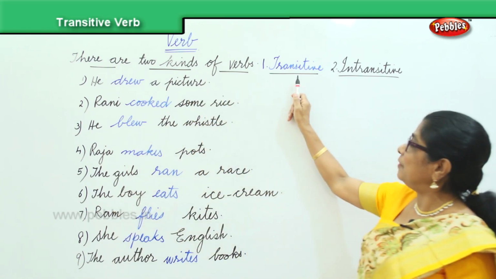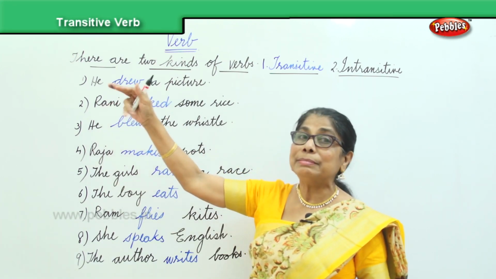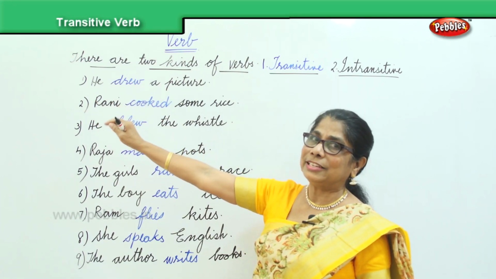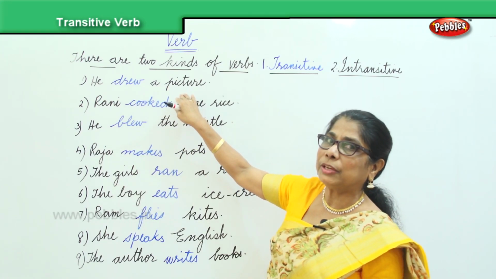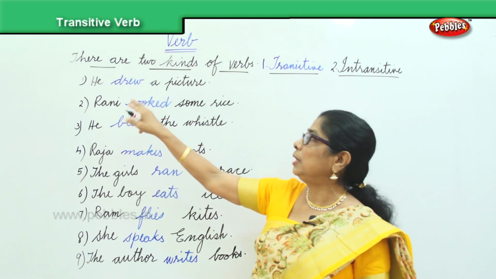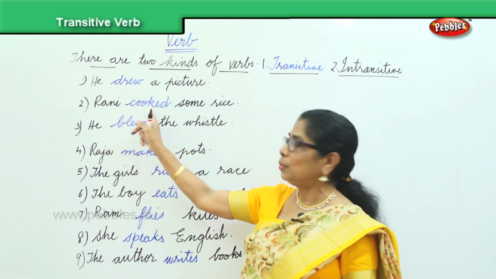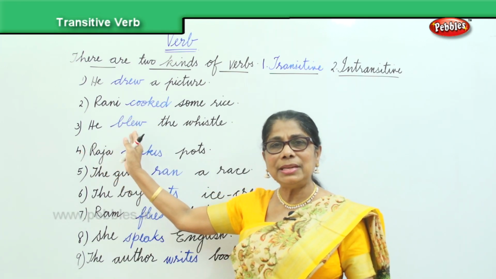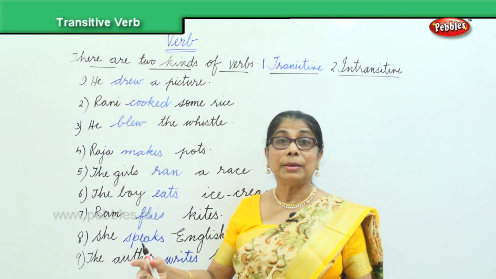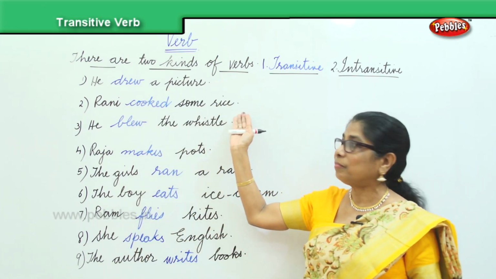For a transitive verb, he needs an object. So he drew. To complete the transitive verb, we have to have an object. The object is the picture. So he drew a picture. The second sentence, Rani cooked. Rani is the subject and she cooked. Cooked what? She cooked some rice. So the object is the rice.